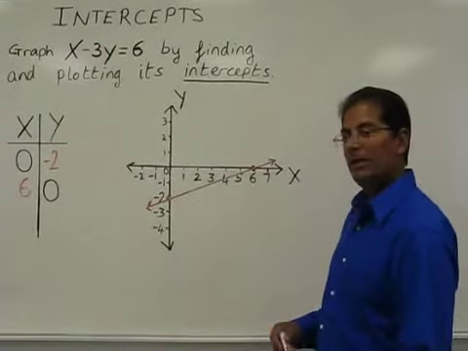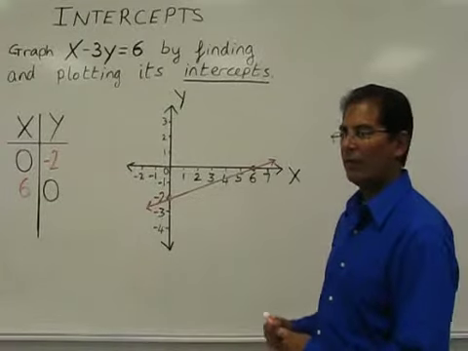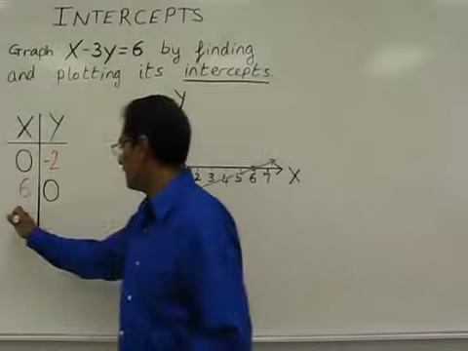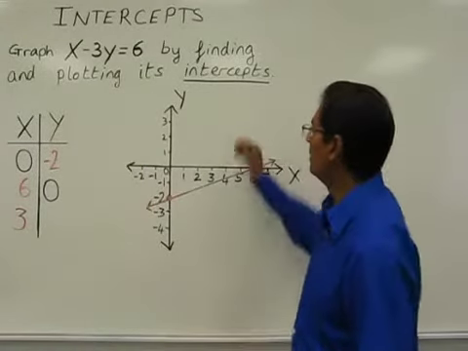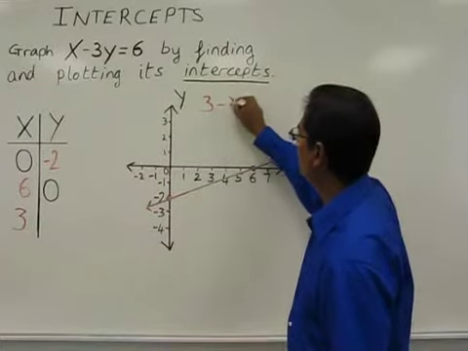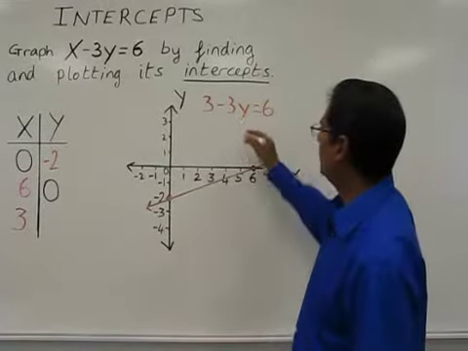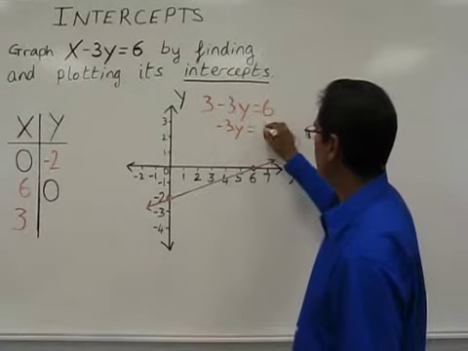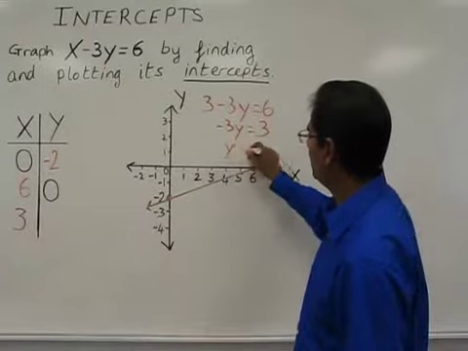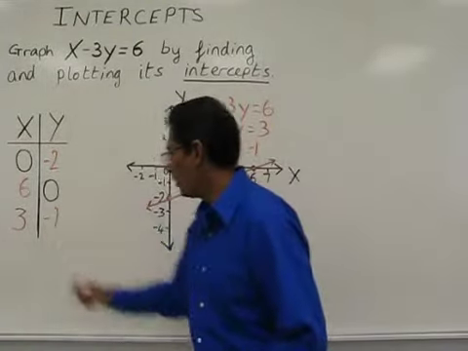And in many cases, you need 3 points to plot the line just to verify. So, for example, if we had let x equal 3, and I plugged it into my equation here, we'd get 3 minus 3 times y equals 6. And then we would get negative 3y equals 6 minus 3, which is 3, and y equals negative 1. So, there's a third point.